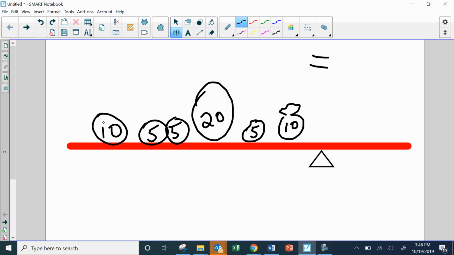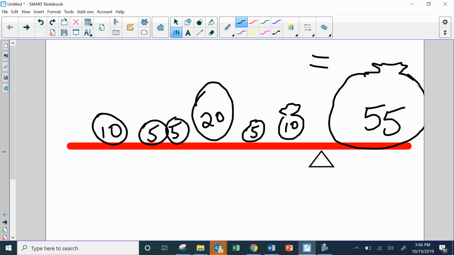So let's say on this side, we have a gigantic, huge bag of sugar that's 55 pounds. So it's in balance. The right side of the scale is 55 pounds. The left side is 55 pounds. So that equal sign would basically say the left side is 55, the right side is 55.